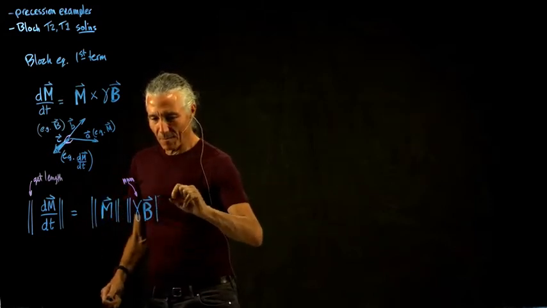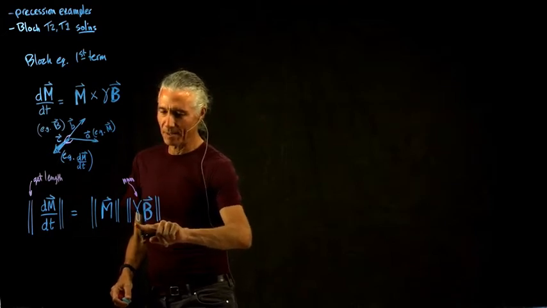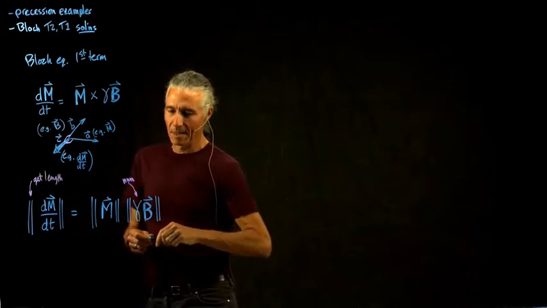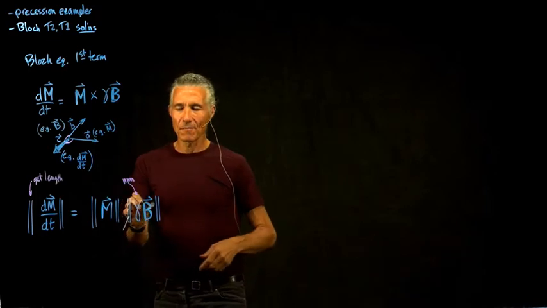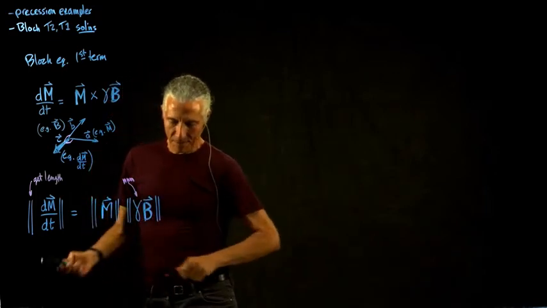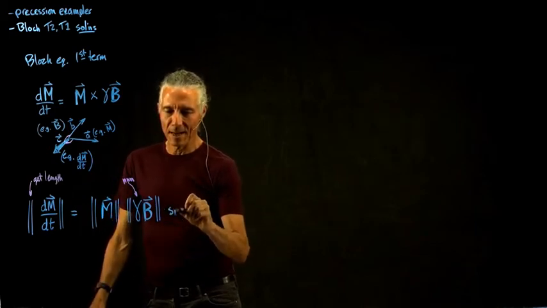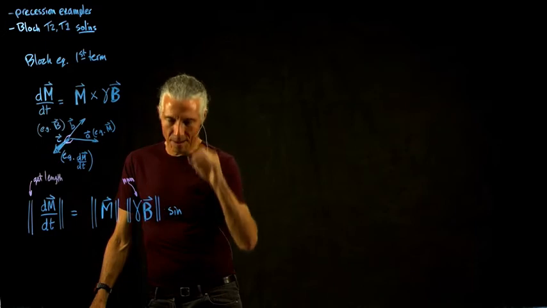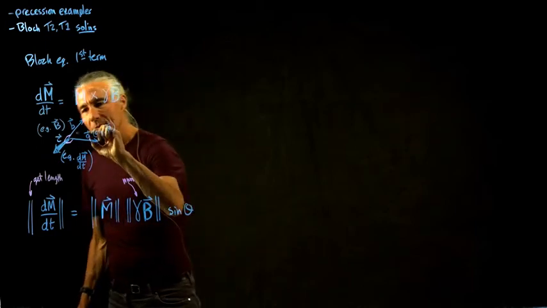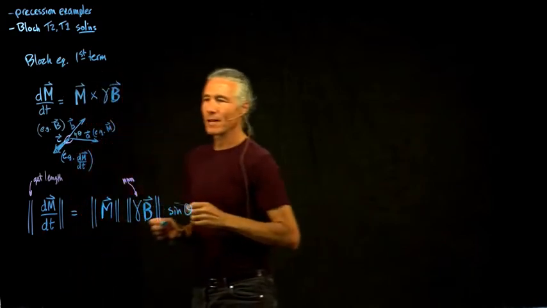So, that whole thing is a vector after you've scaled it with this constant. And find the length of that. So you find the length of the m, the length of the b, and then it's multiplied by the sine of the angle between them. And so here's that angle between them, the sine of that angle.